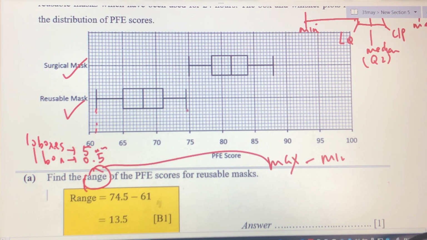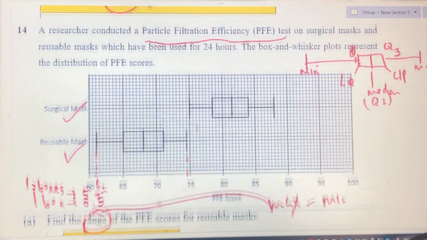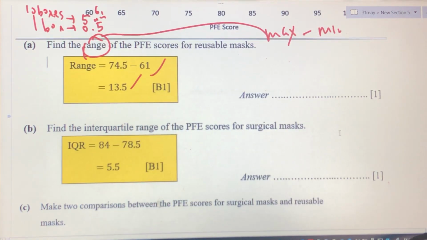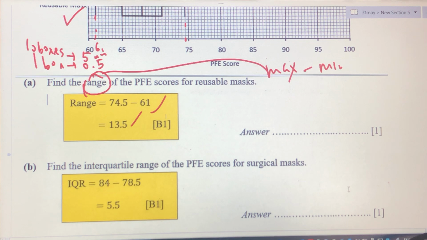Here, can you see? You go and count, actually it's just 75 minus 0.5, so it's 74.5 minus 61. You see, this is 61. So that's how you get the answer. Is there a unit? No unit. Anyway, Paper 1 is very simple. If there's a unit, they will actually help you write the unit there.